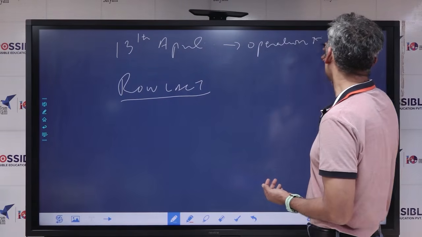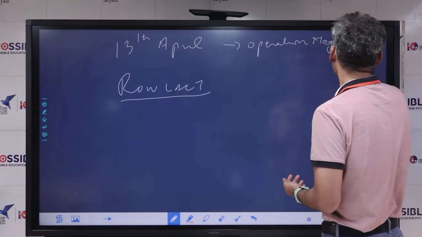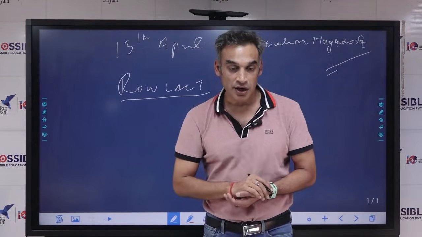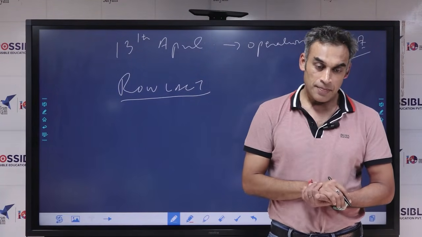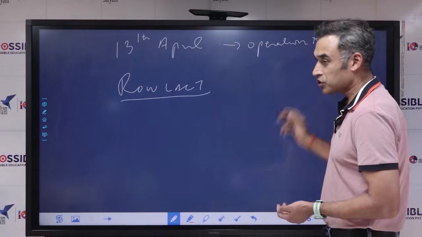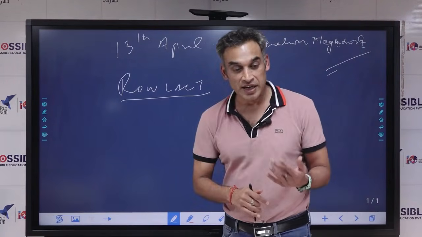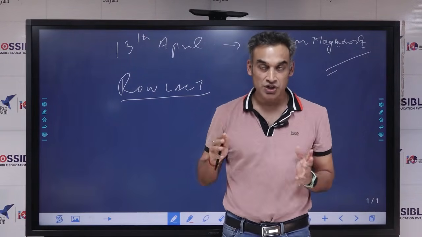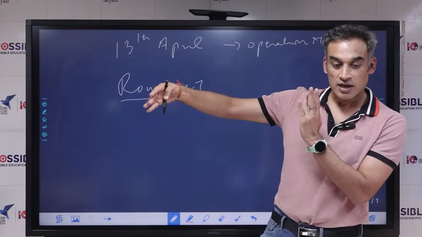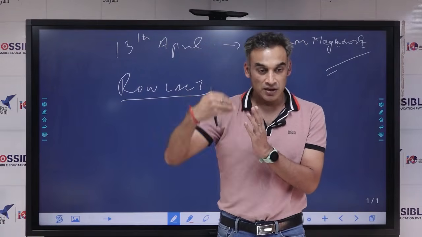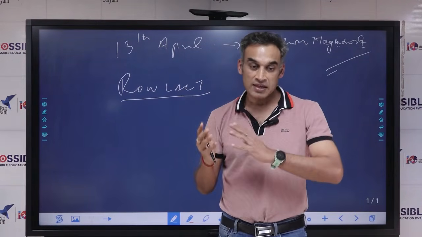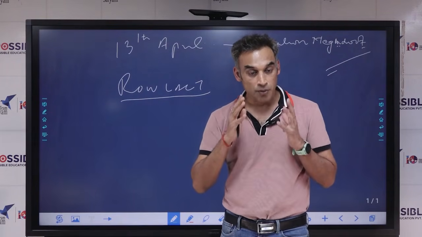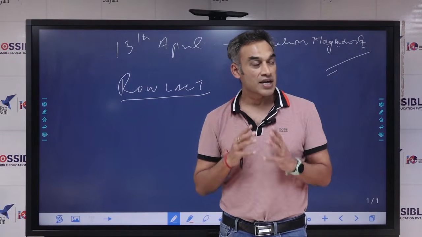Operation Meghdoot is on 13th of April. Okay. All right. So what is Operation Meghdoot? Operation Meghdoot was basically taking control of the Siachen Glacier. If you look at the Siachen Glacier, one part is facing the Aksai Chin area, one part is facing the Shaksgam Valley, and then the other part is facing the POK. So it's a very important strategic area for India, and it is the highest battleground.